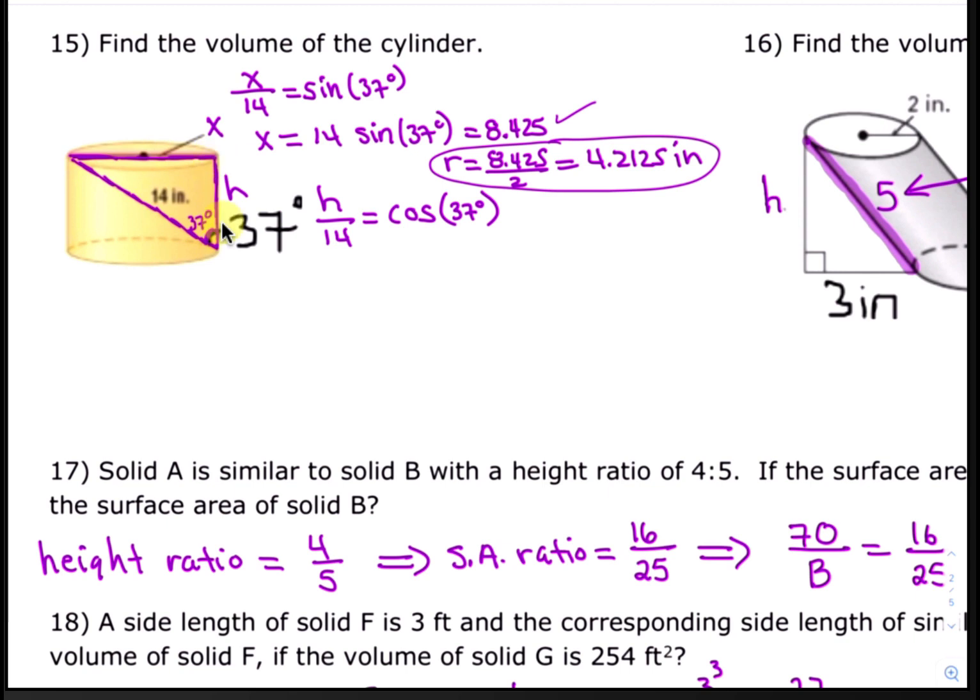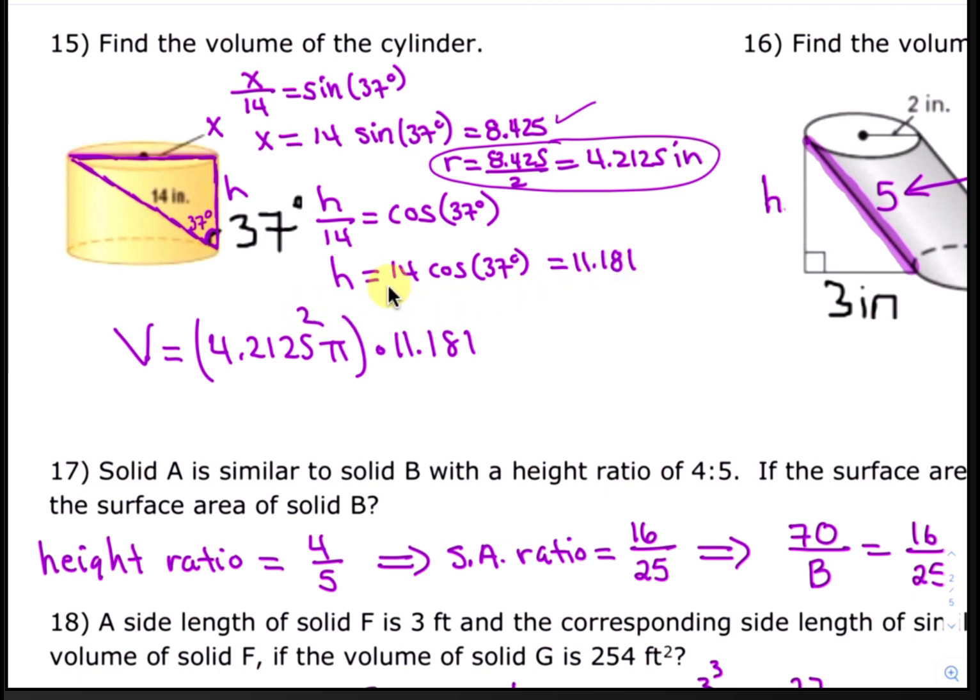We can also find the height using SOHCAHTOA. The height would be considered the adjacent side of this angle 37, and 14 is the hypotenuse. So the cosine of 37 is adjacent over hypotenuse, or h over 14. Multiplying by 14 on both sides, we get h is 14 times the cosine of 37, which comes out to be 11.181.